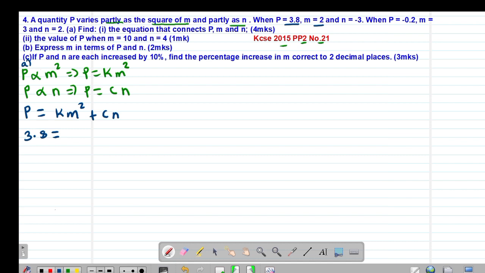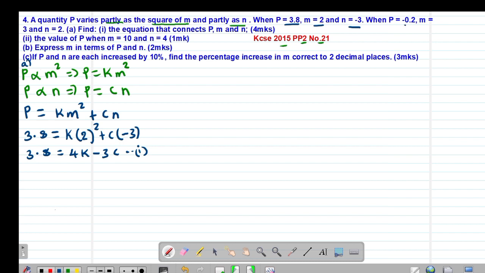So I'm told that P is 3.8 when M is 2. So this will be K into my M is 2, so this will be 2 squared, plus C into the N is negative 3, so into negative 3. So this will be 3.8 being equal to 2 squared, I'll get 4K, then negative 3 times C, I'll get negative 3C. Therefore this is my first equation.